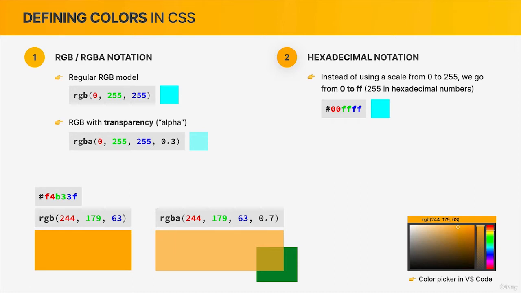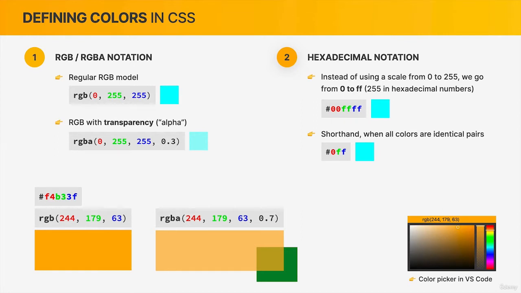Now, in hexadecimal notation, there's also something called the shorthand, which we can use when all the colors are identical pairs. So in our cyan color here, we have 2 zeros, 2 Fs, and again 2 Fs. And so we can abbreviate that into our shorthand, writing 0FF.